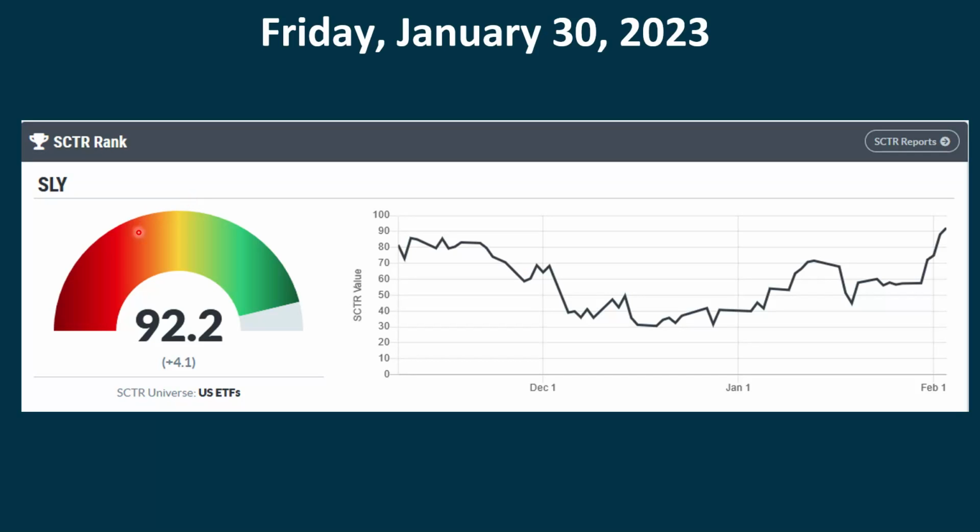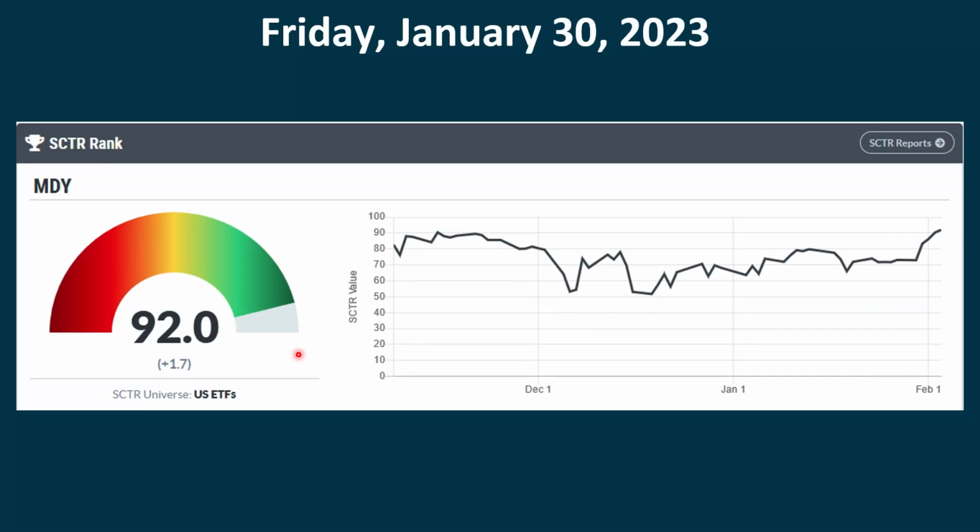Another thing that I like to look at are the 5 main indexes that we watch: the Dow, the S&P, the NASDAQ 100, the small caps, and the mid caps. This chart rates things on a scale of 0 to 100. The closer we get to 100, the better the technical chart is looking. In first place are the small caps at 92.2. In second place are the mid caps at 92. And then here's a historical chart to show you how this has changed.